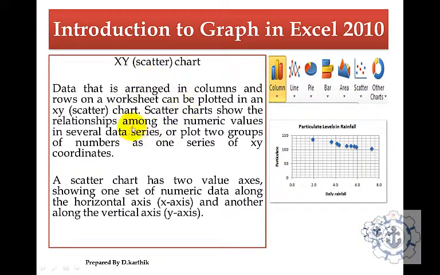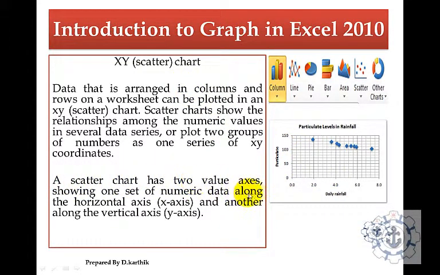An XY scatter chart: the data that is arranged in columns and rows on a worksheet can be plotted on an XY scatter chart. A scatter chart shows the relationship among the numeric values in several data series, or plots two groups of numbers as one series of XY coordinates. So whenever you want to merge two coordinates into one coordinate, you can use an XY scatter chart.